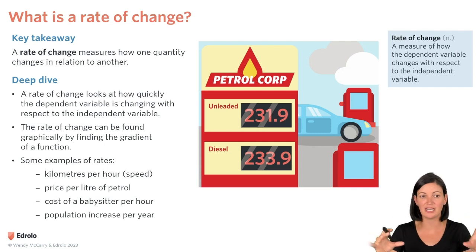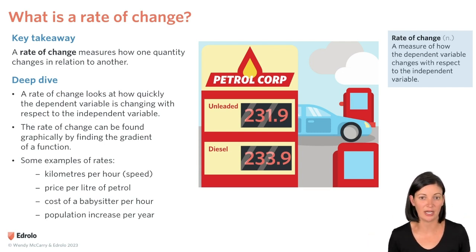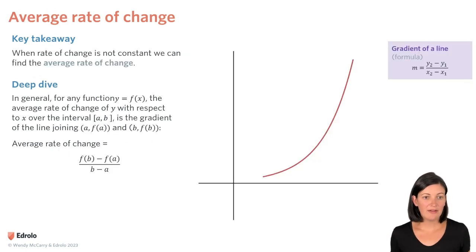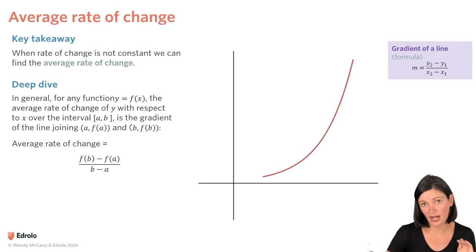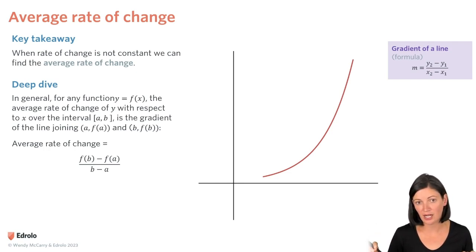We've got two variables in each of those examples, and we're looking at how one changes in relation to another. So when we have a rate of change that is not constant, okay, so that means if we were to graph the rate of change, it's not a straight line, it's a different function, it's a curve. We can find what we call the average rate of change over a certain interval.